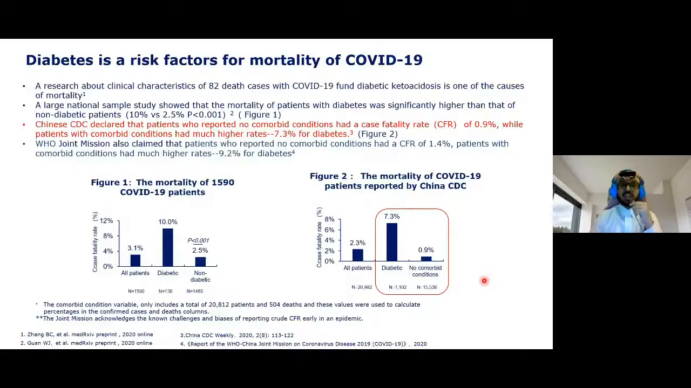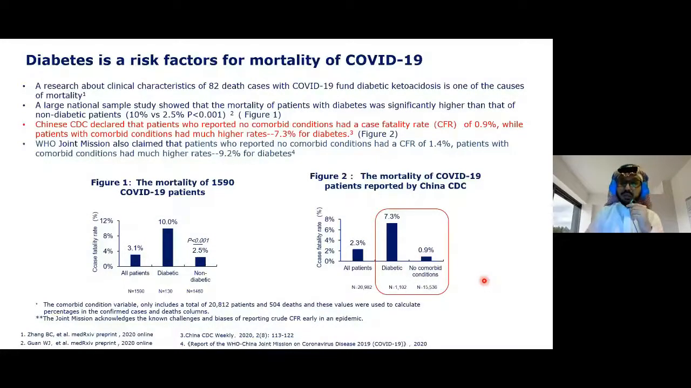There is a large national sample study showing the mortality of patients with diabetes was significantly higher than those with non-diabetic patients: almost 10% versus 2.5%. That's why the Chinese CDC declared that patients who report no comorbid conditions have a fatality rate of 0.9, while patients with comorbid conditions have a much higher rate, 7.3 for diabetes. The WHO Joint Mission also claimed that patients who report no comorbid conditions have a lower fatality rate.